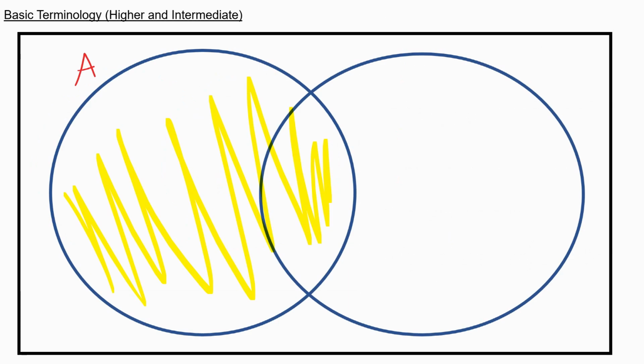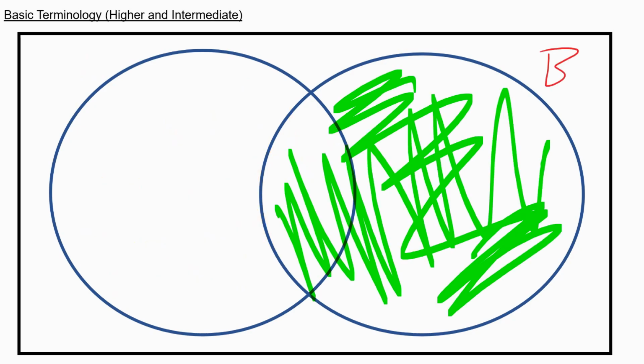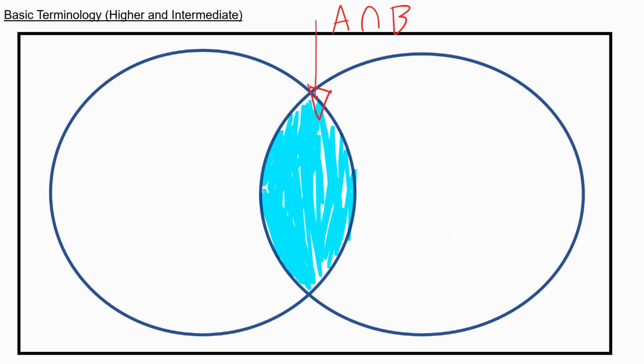If you're sitting a higher or intermediate exam, this is some terminology that will be useful for you. You don't need this for foundation. So here we have 2 sets. I've got set A represented by the left circle and set B represented by the right circle. This is some terminology to describe membership in either set A or B or both.